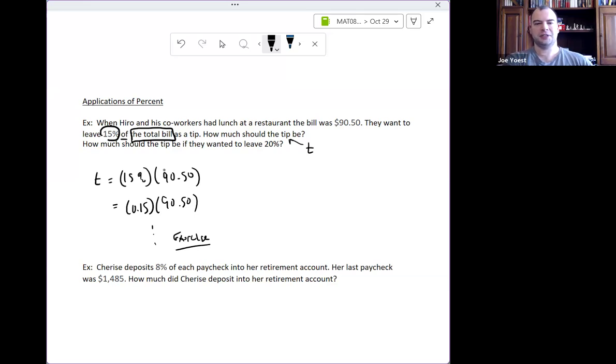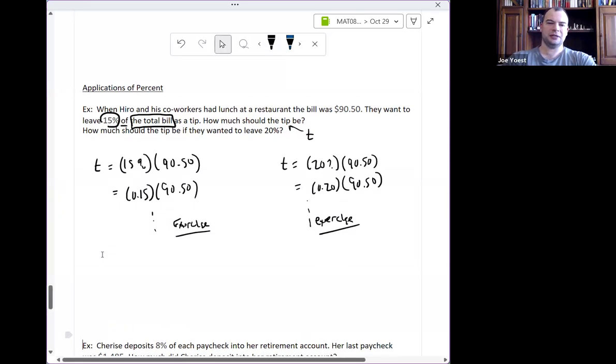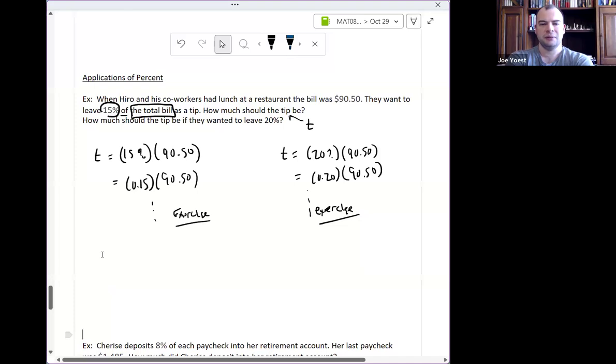Or for my second question, how much should the tip be if they wanted to leave 20%? My tip would be 20% times 90.50, or it would be 0.20, or just 0.2 times 90.50. I'll leave this as an exercise too. So this isn't a bad exercise to practice multiplying decimals, but we're going to do it in a slightly slicker way.